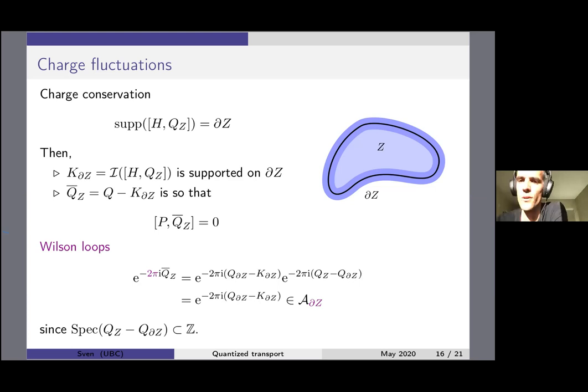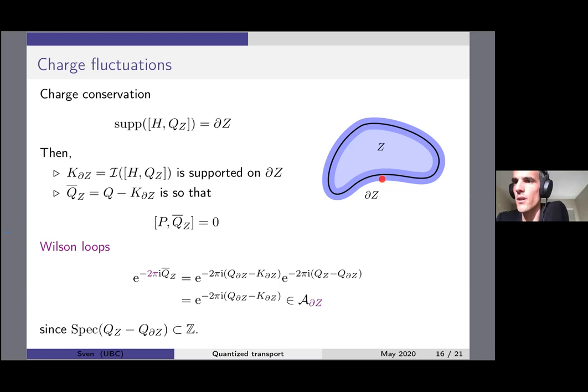And one way to phrase this is that if you look at the commutator of the Hamiltonian with a charge operator on the charge in a finite set Z, then in fact this commutator is supported on the boundary, right? Because this commutator is really the operator of change of charge. And if you have charge conservation, this has to be supported on the boundary of the system. So if I apply I to this, it's an operator which is still supported along this boundary.